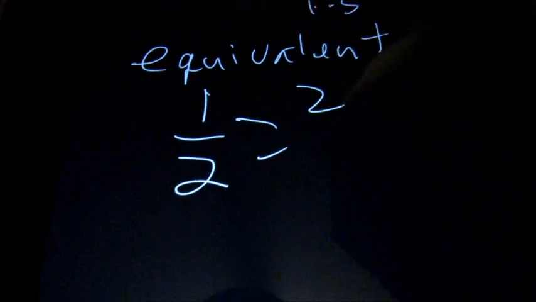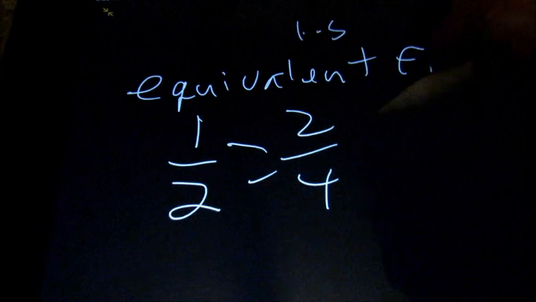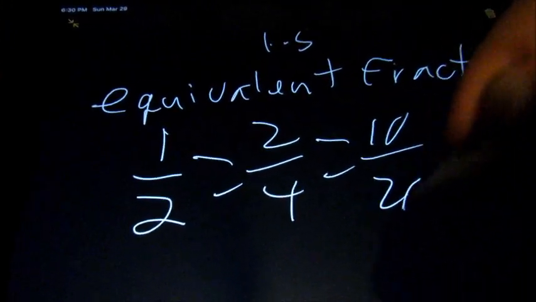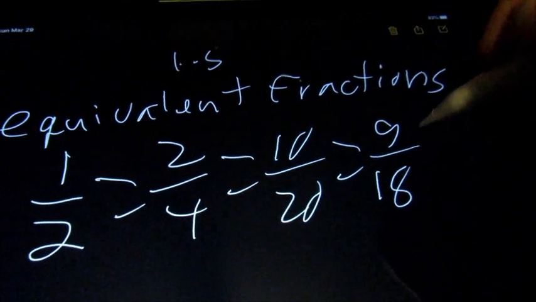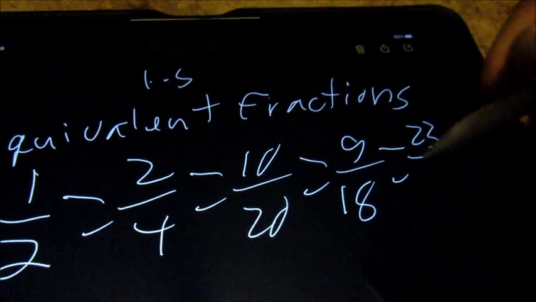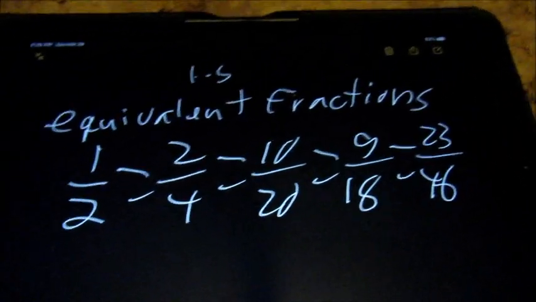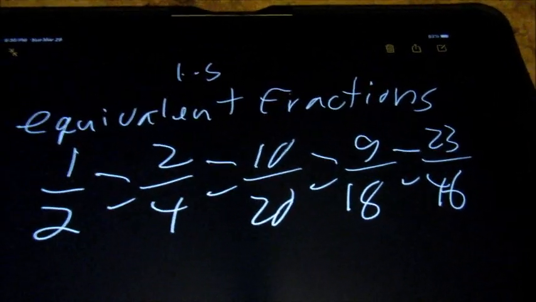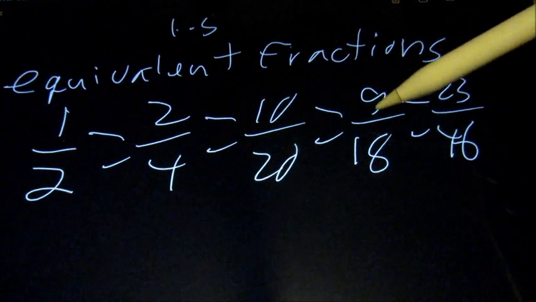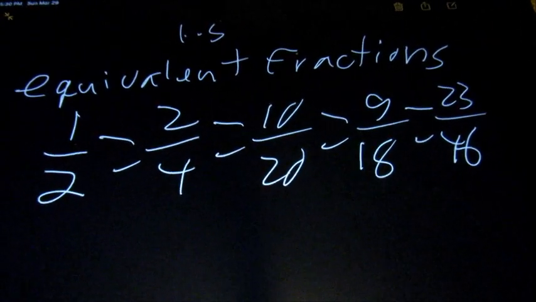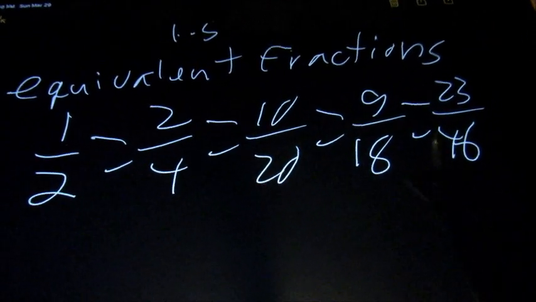1/2 equals 2/4 equals 10/20 equals 9/18 equals 23/46. All of these are pretty much the same thing. It's just that 1/2 is what you would get with all of these when you reduce it, which is what normally you're going to have to do.